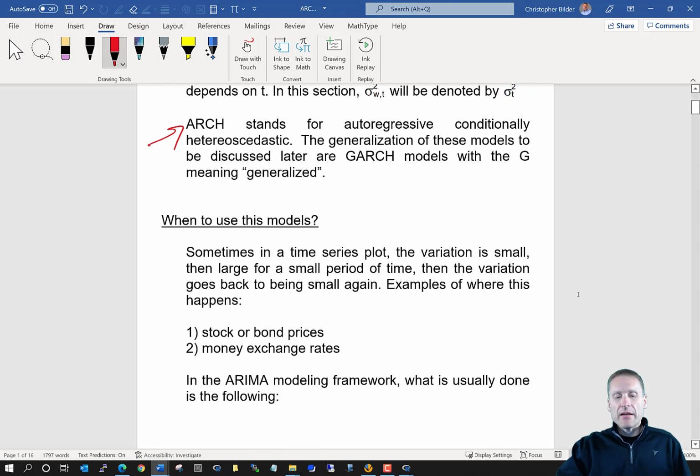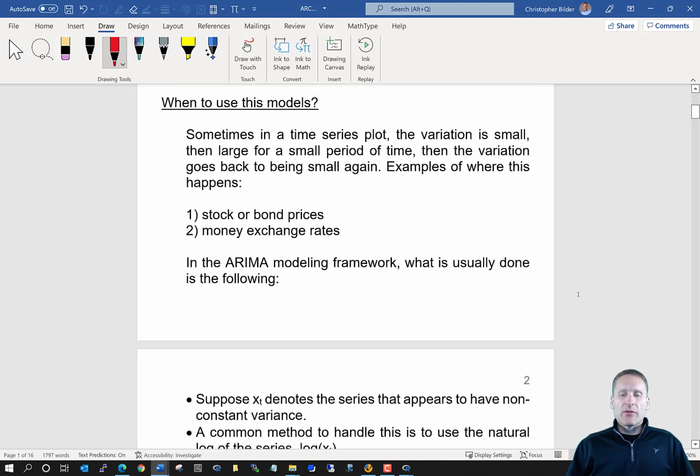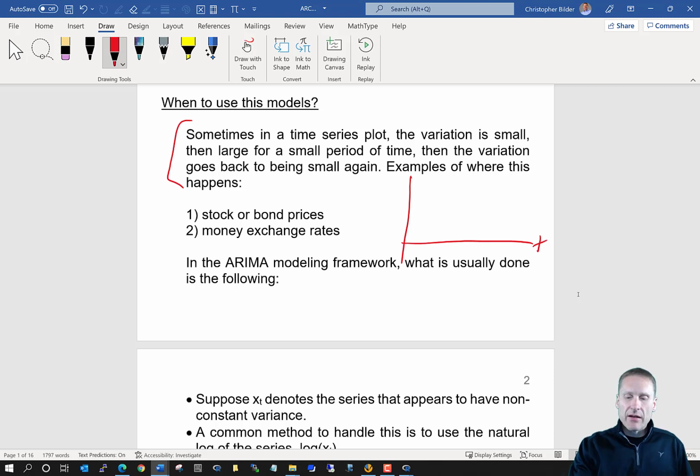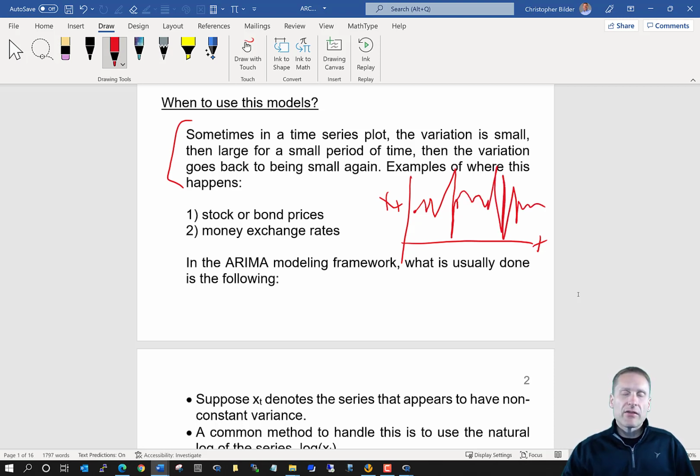Okay, so when are these models useful? Well, sometimes when we have a time series plot, meaning that here's t, here's our x of t on the y-axis, we observe our time series over time, and all of a sudden we have a little bit of a variation increase. And here's another time. And so there's our data over time. In this particular case, we would have non-stationarity in the variance, but typically it's only over a short period of time.